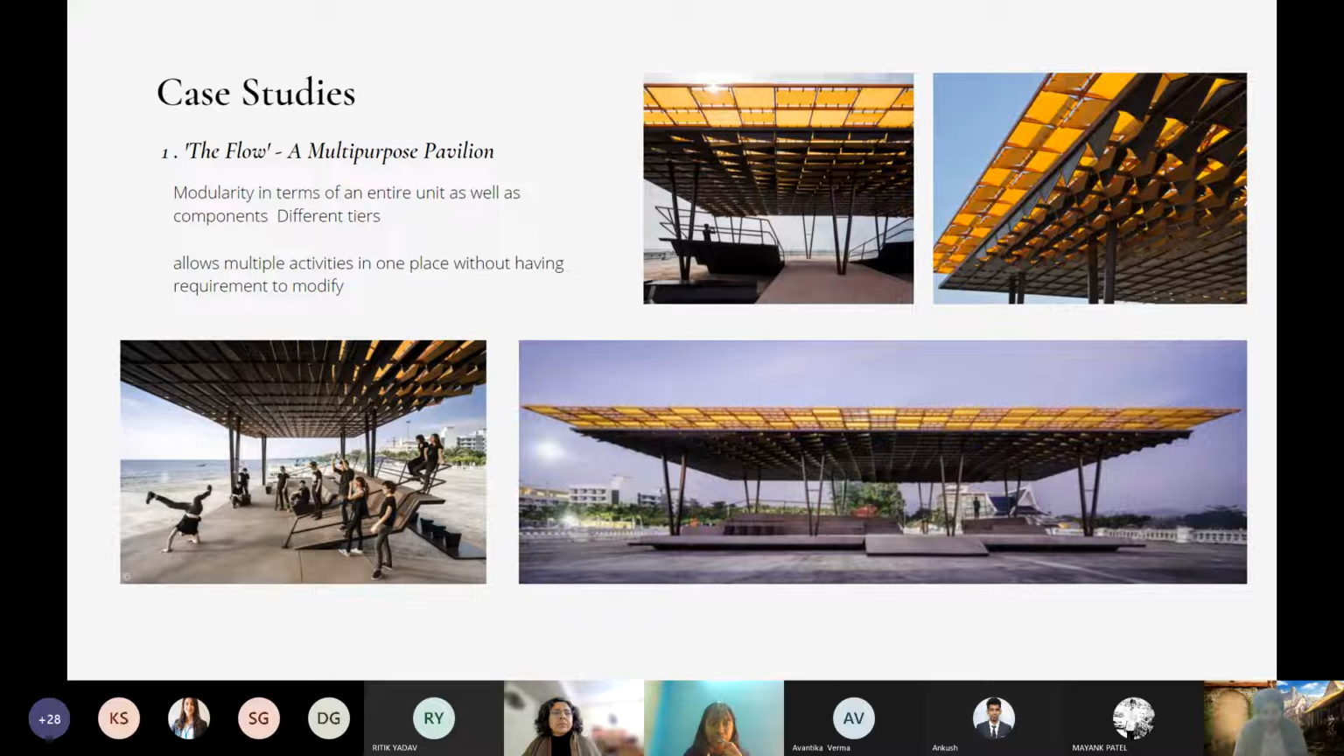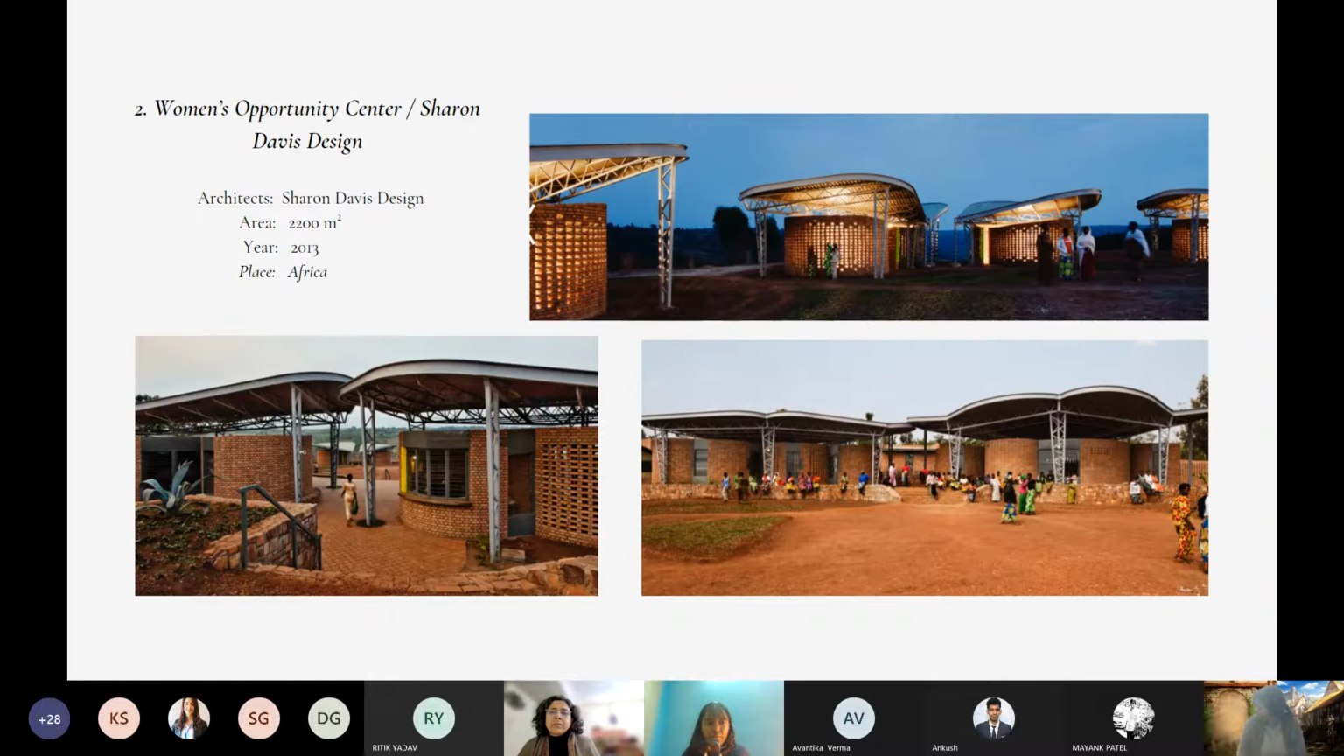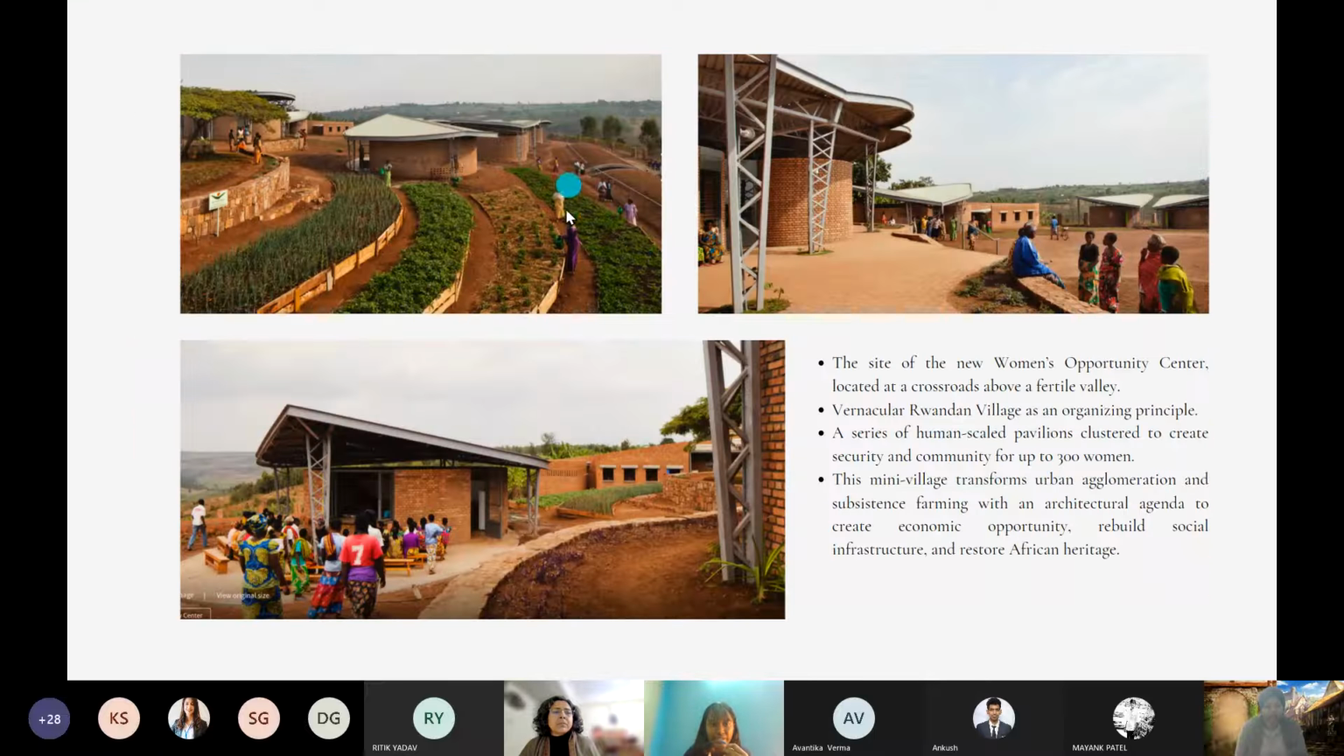The first one was the Flow multi-purpose pavilion, which was modular in terms of the components on the roof and the entire unit, and it also gave us an example of how one space can be used for multiple activities and a range of users. The second one was the Women's Opportunity Center by Sharon Davis Design in Africa, which was located in a fertile valley, a series of pavilions and working areas designed to provide safety and security to women.